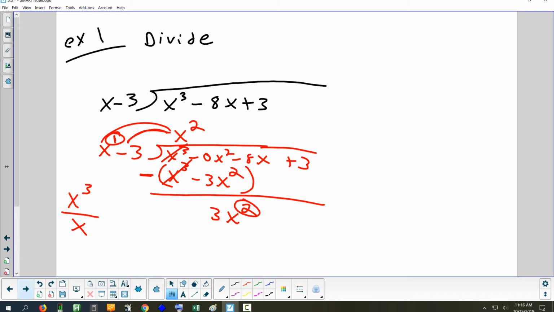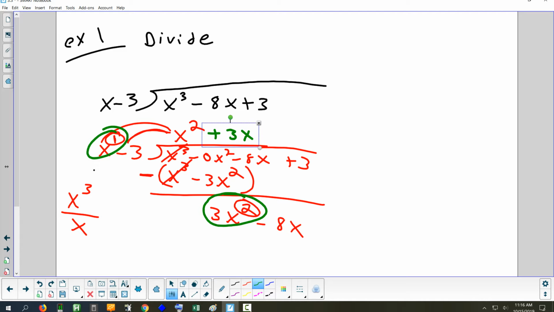Okay, so bring down the next term, 8x. Now, divide x into the first term again. What do you get if you divide x into 3x squared? Caleb? It'd just be 3x. Yep, just 3x. So divide it in. Now multiply it back out.